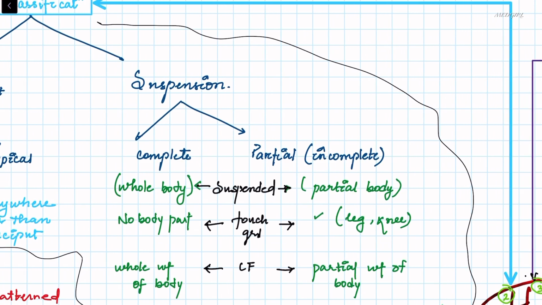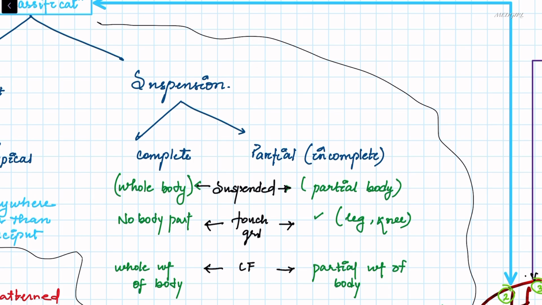Partial is also known as incomplete hanging. In complete hanging, the whole body is suspended. In partial, only part of the body is suspended. In complete hanging, no body part touches the ground, but in partial, a body part is touching the ground because only part of the body is suspended, for example leg, knee, etc.